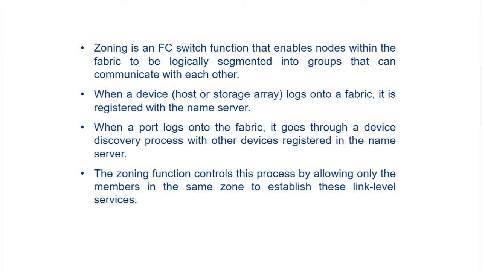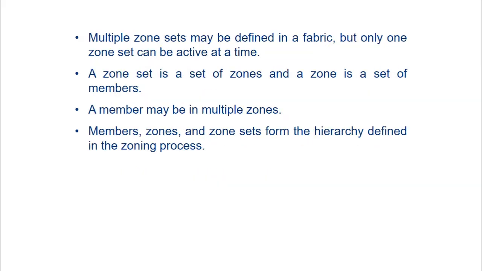When a device logs onto the fabric, it is registered with a name server. When a port logs onto a fabric, it goes through a device discovery process with other devices registered in the name server. The zoning function controls this process by allowing only the members in the same zone to establish these link level services. So remember, zoning is a fiber channel switch function that enables the nodes within the fabric to be logically segmented into groups that can communicate with each other.